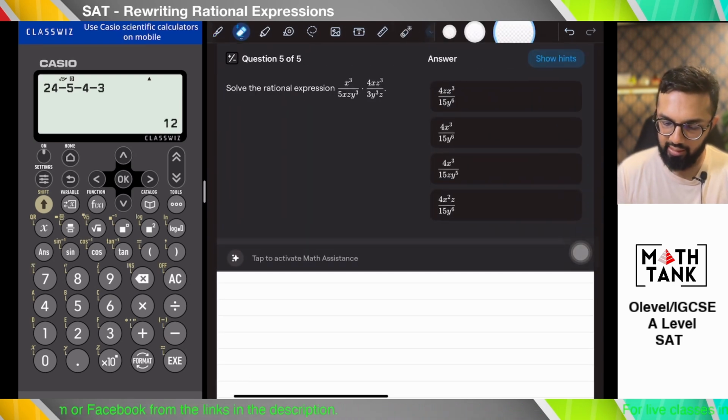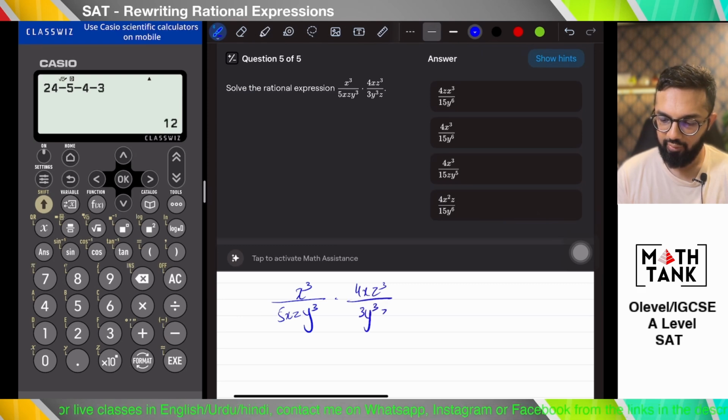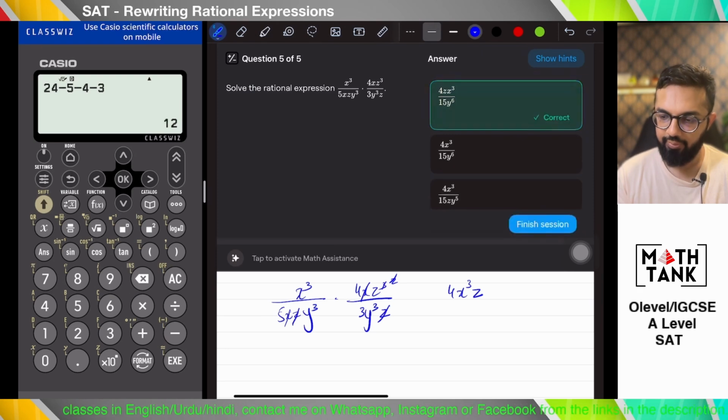I see lots of things cancelling out here. Let's try to cancel out and then see if we can end up with our correct answer. So z square in the numerator, and then another z. So there's a z in the numerator, and x cancel out. Okay, so I have 4x cubed z. That should be answer option A. Yeah.